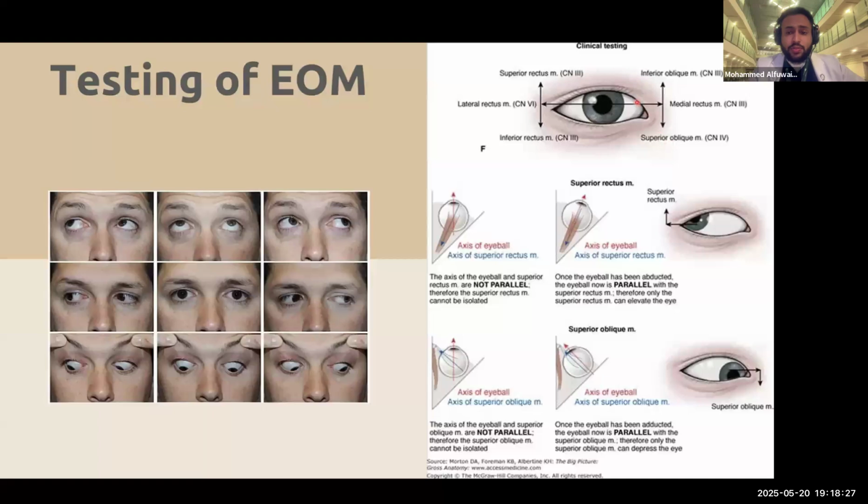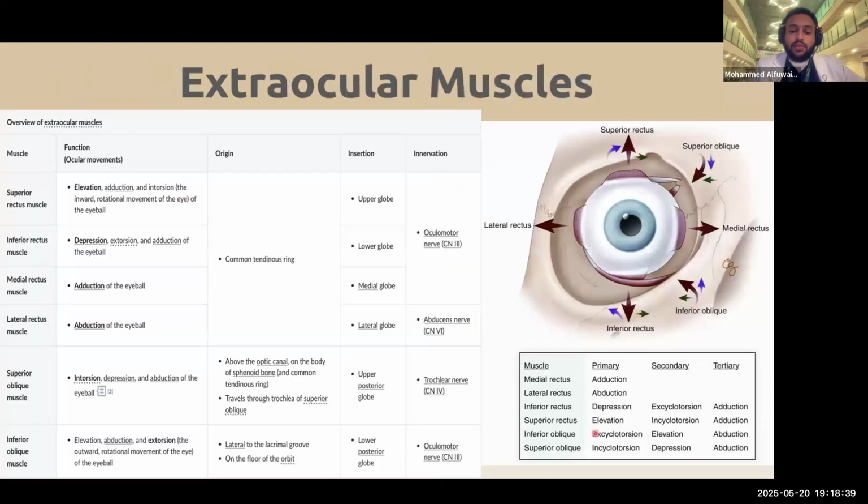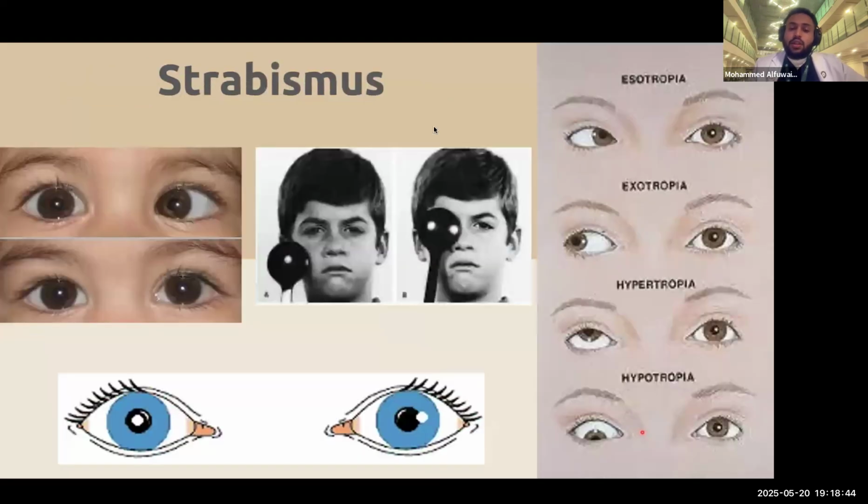The superior oblique will bring the eye down. Just remember down or in cyclotorsion. The inferior oblique will bring it a bit up. Or in other words, another name for it is excyclotorsion. Now, why do you need to remember these functions?